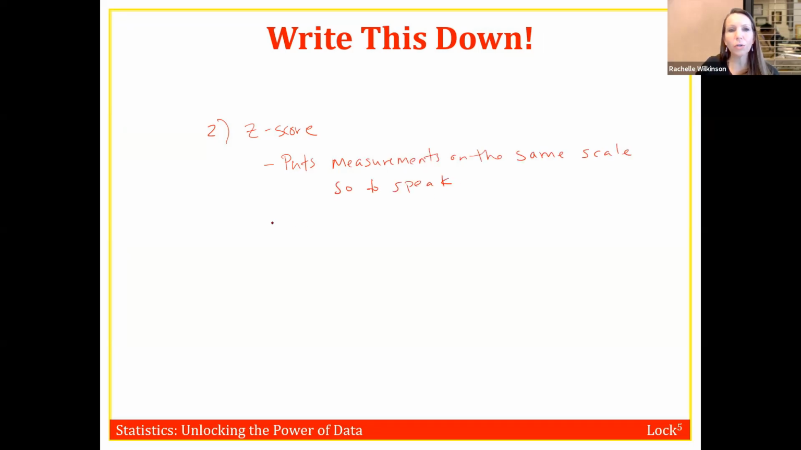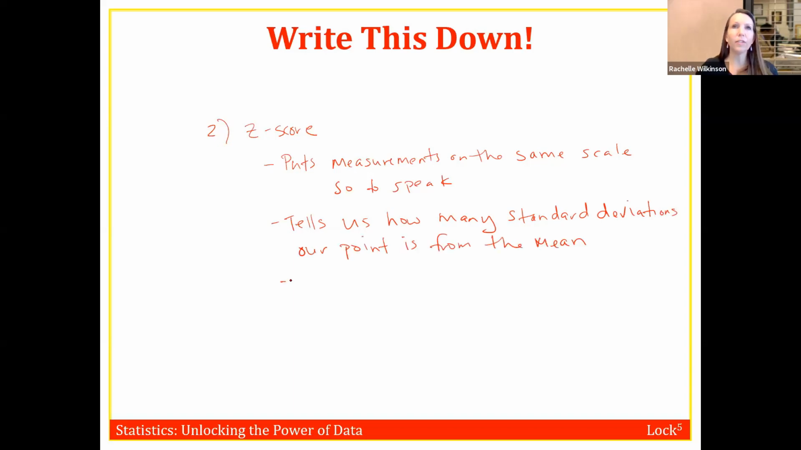What it's going to do is change the measurement so that instead of measuring in inches or whatever time or whatever our variable was measured in, we're going to be measuring in number of standard deviations away from the mean. So the Z-score tells us how many standard deviations our point is from the mean.